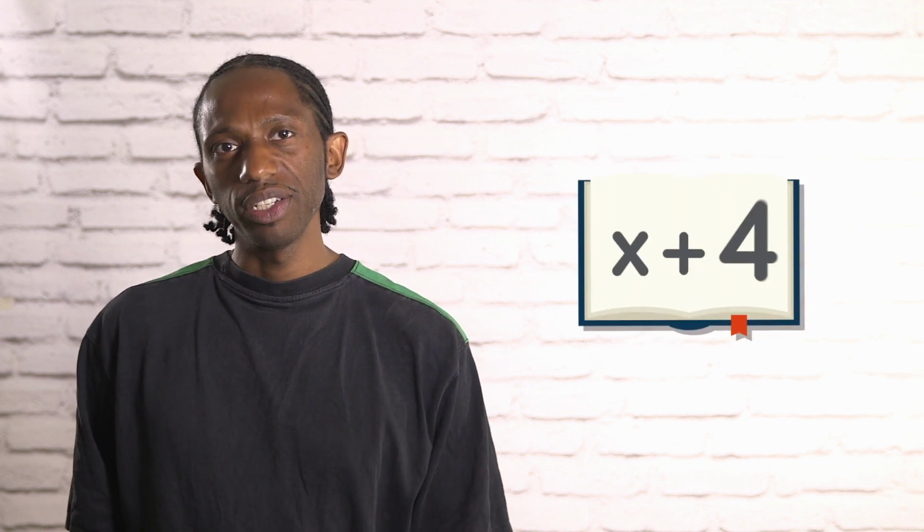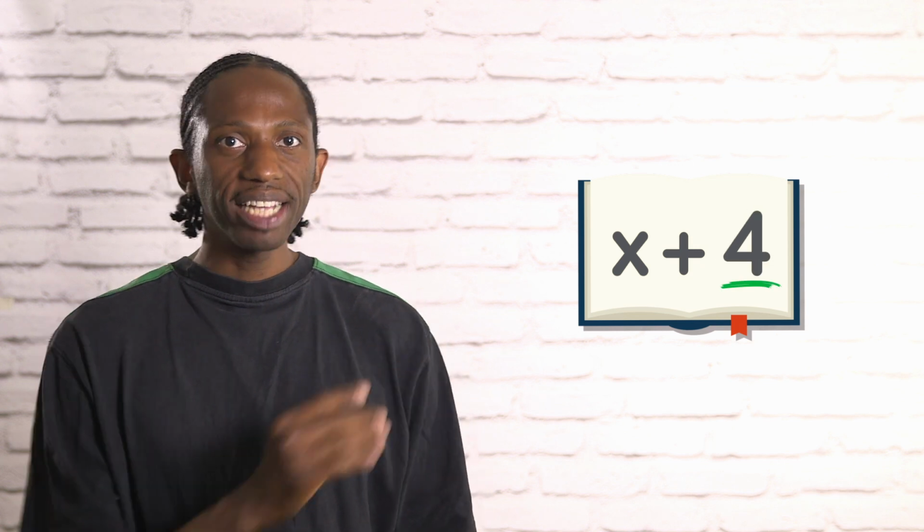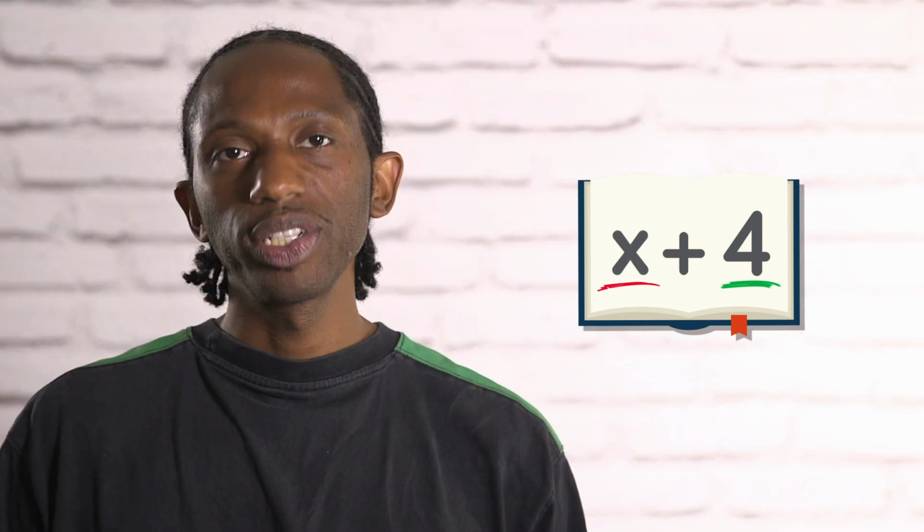Constants are fixed values, in this case the 4. But the variables, like x, represent a value that can change. For example, the heights of students in a class would be stored as a variable.